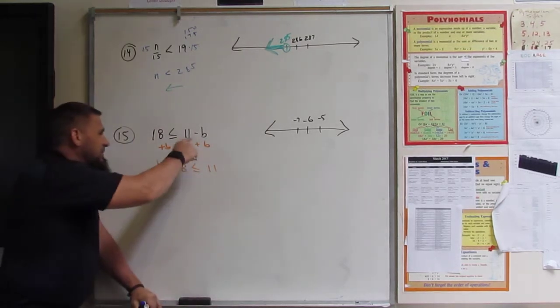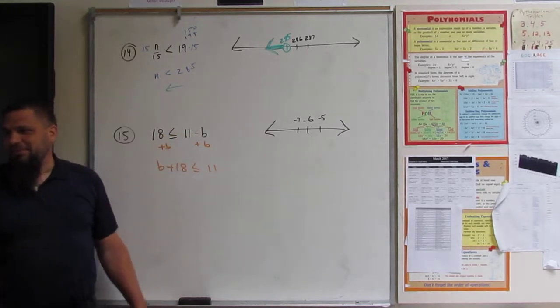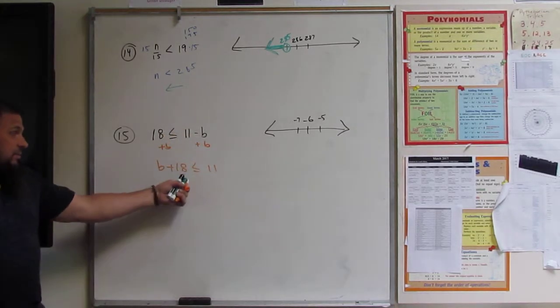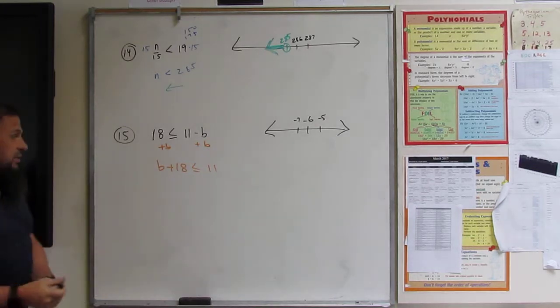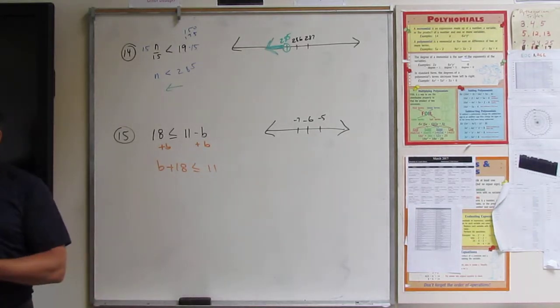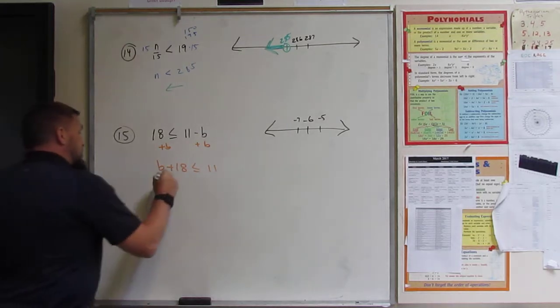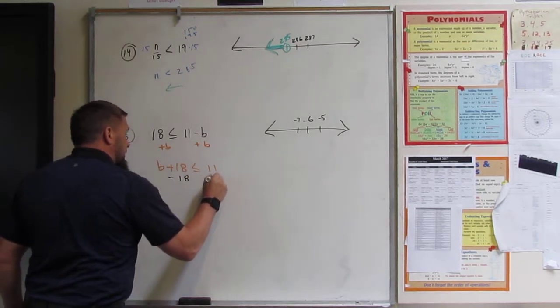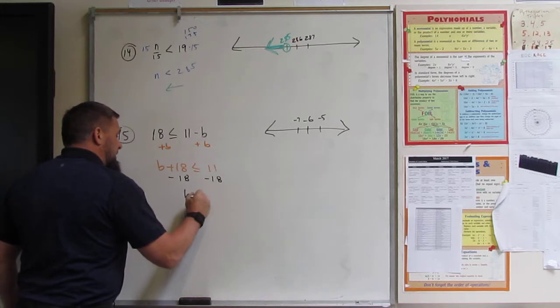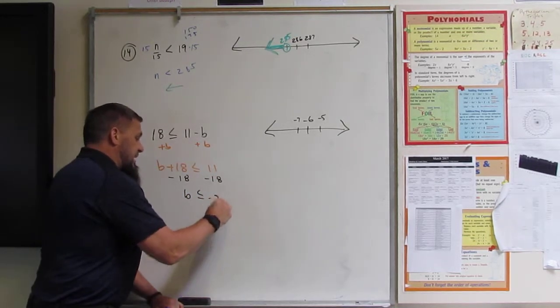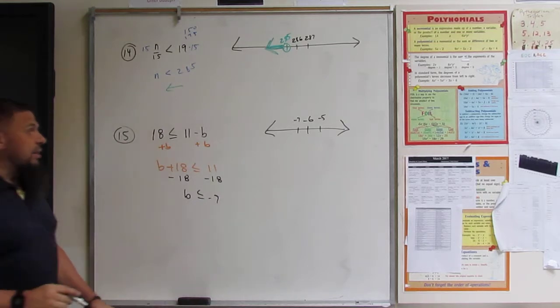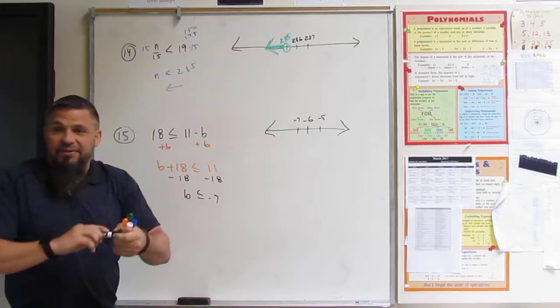Because if it were over here, if I flipped it, it would be pointing at the b. And what's it pointing at? The b. So now I subtract the 18, and I get b is less than or equal to negative 7. Then I look for negative 7 and I find it.